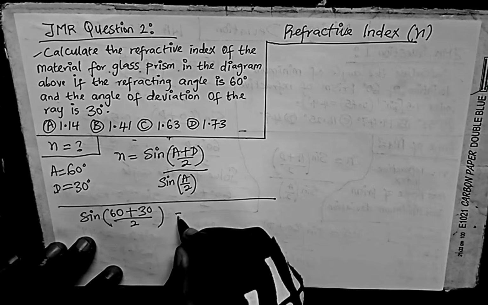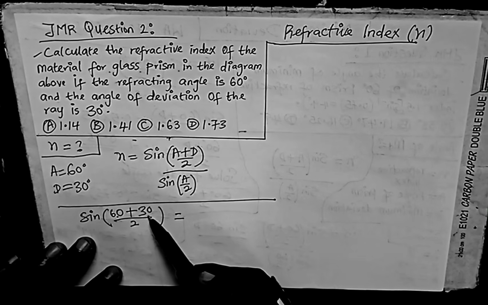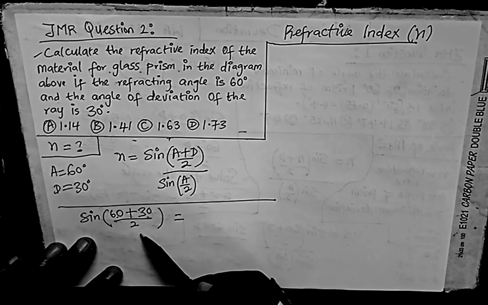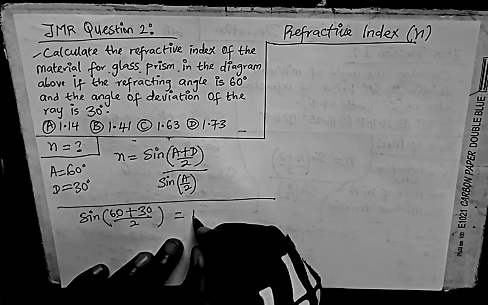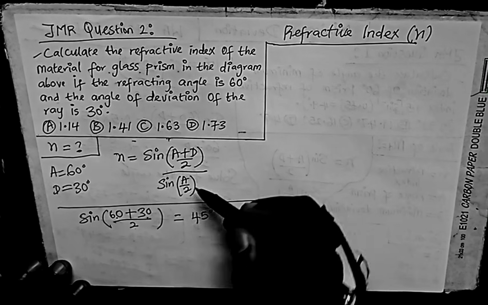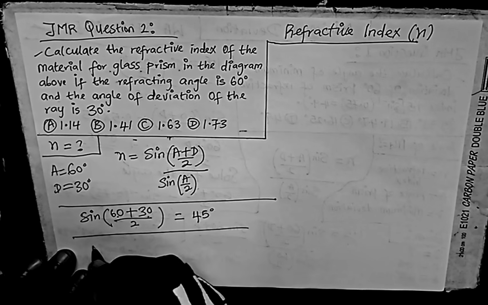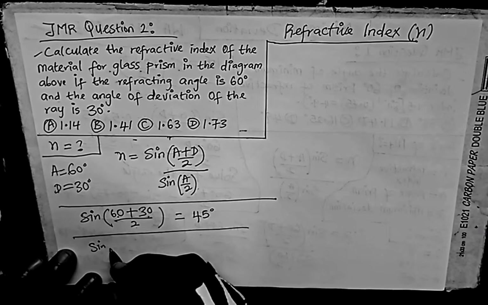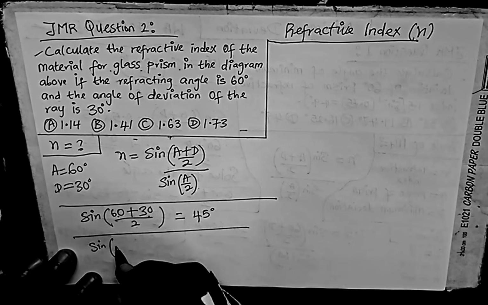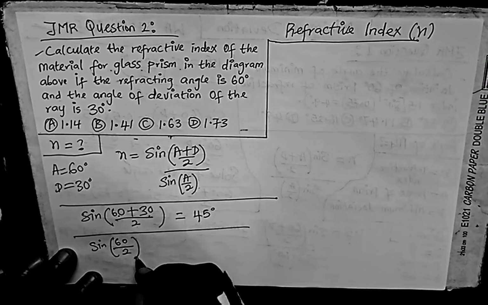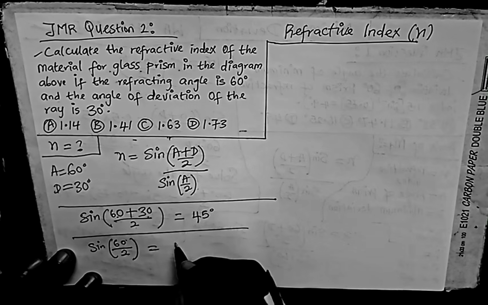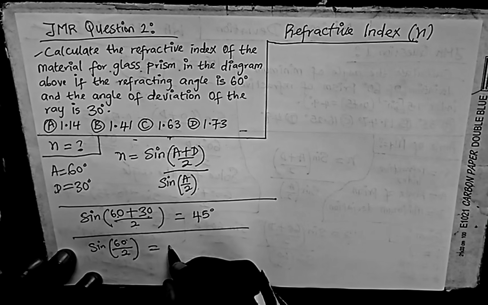So 60 plus 30 is 90. 90 divided by 2 gives us 45. That is angle 45. Now we solve the denominator. For the denominator we also have sine, bracket open, A, which is 60, over 2, bracket close. 60 divided by 2 gives us 30. That is angle 30.